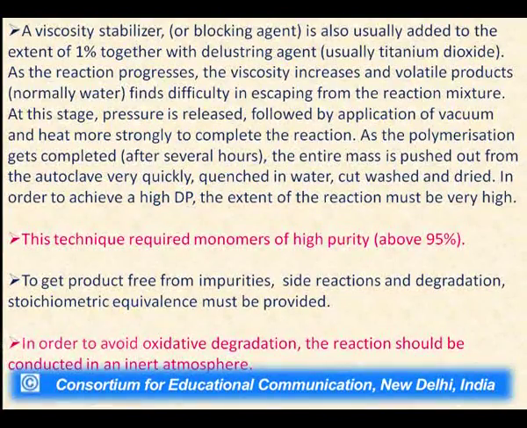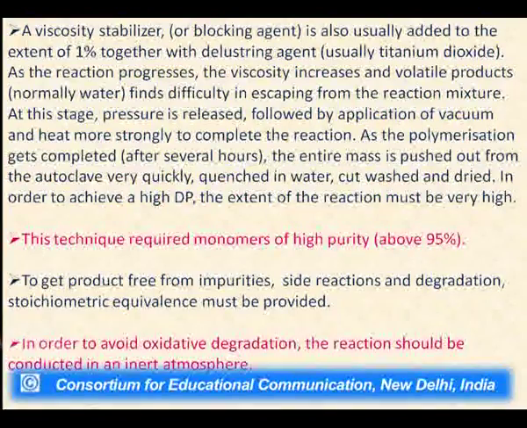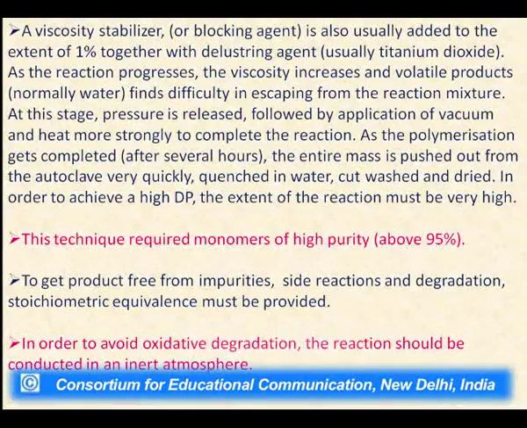As the reaction progresses, the viscosity increases and the volatile products, which are normally water, find difficulty in escaping from the reaction mixture. At this stage, pressure is released, followed by the application of vacuum and heating more strongly to complete the reaction. As the polymerization gets completed after several hours, the entire mass is pushed out from the autoclave very quickly, quenched in water, cut, washed and dried.